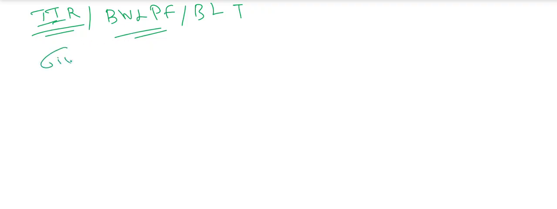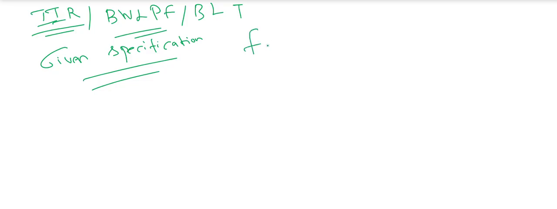The given specification, you have to be very clear with the given specification. Design a low-pass filter. The desired cutoff frequency, the low-pass digital cutoff frequency we are going to design, is FCD equal to 100 Hertz.